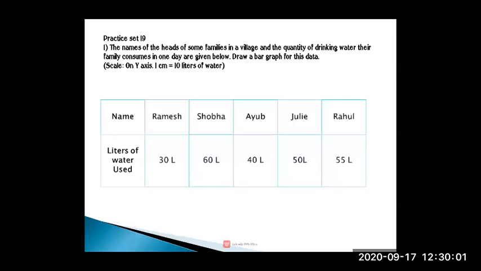Just first listen to it properly and then afterward you are going to construct it. This is my humble request for everyone. Just listen to it properly first and then you are going to do it in your graph book. Now here I am showing you the graph which I have done.